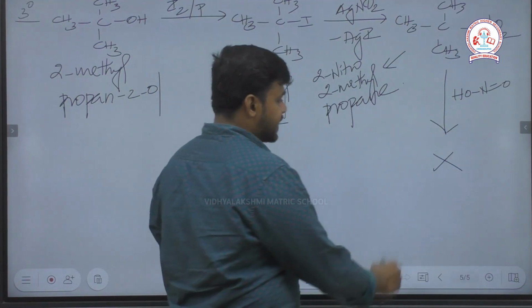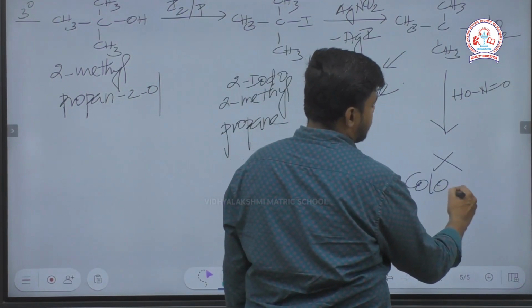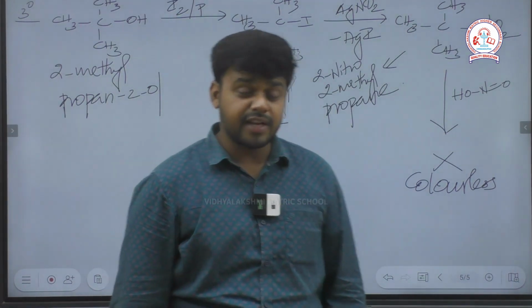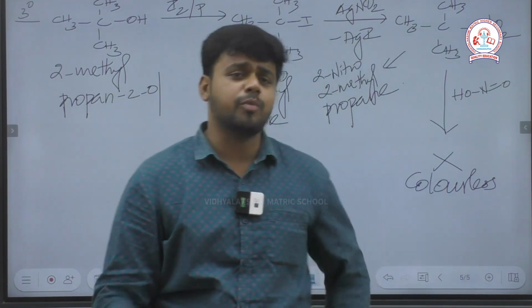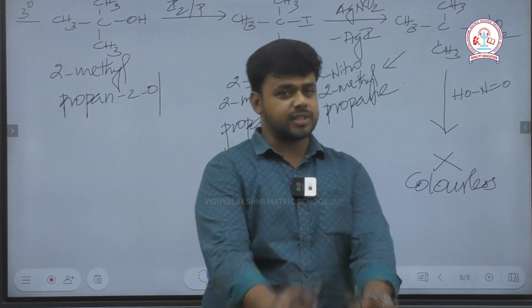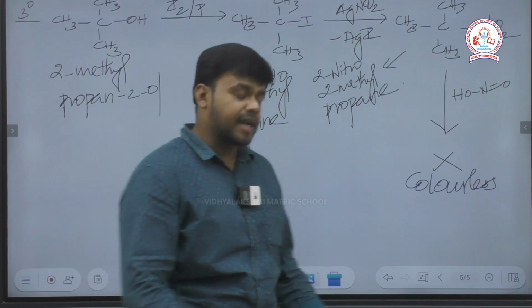So that's why it remains colorless. It is not capable of producing color because of the absence of this alpha hydrogen. If it has an alpha hydrogen, the reaction will continue. So obviously it cannot be a tertiary alcohol, it can be a secondary or primary alcohol. So this is the scenario. This is regarding the Victor Meyer's test.